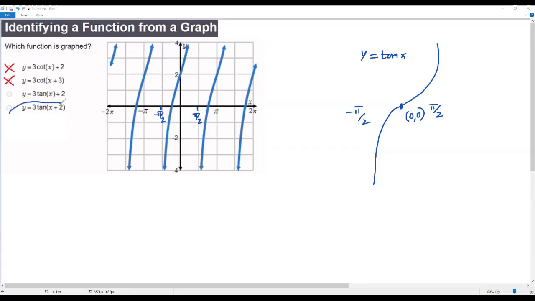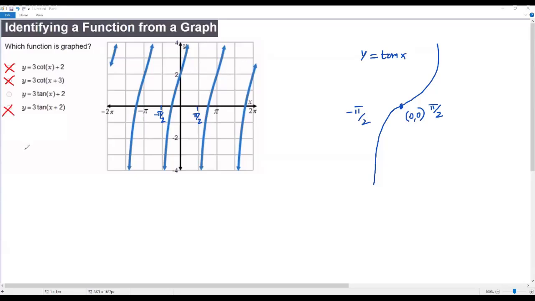But when I go to option D, 2 is added to x. That means there is a horizontal shift of 2 units to the left, because 2 is added to x. So there is a horizontal shift, a phase shift of 2 units to the left, but the graph is not shifted to the left or right. So right now we can reject the last option also. So probably the third option must be correct. Anyways, we have to make sure.